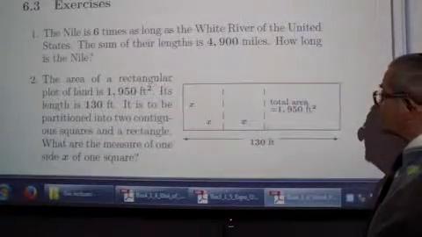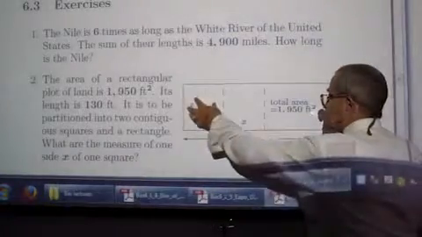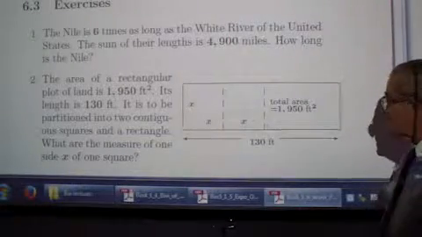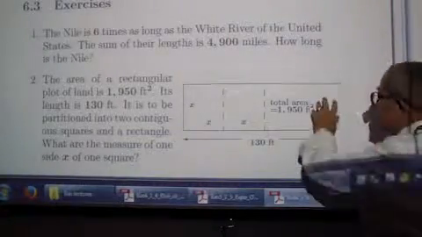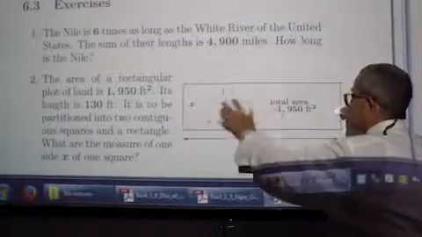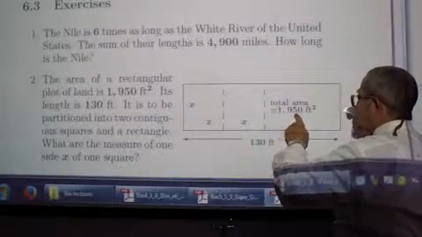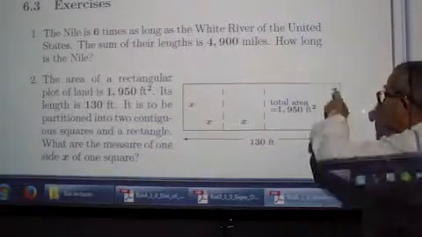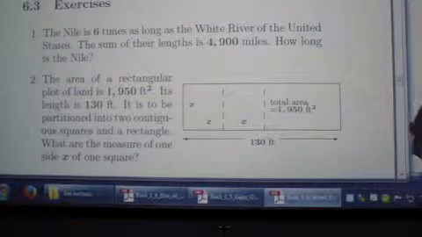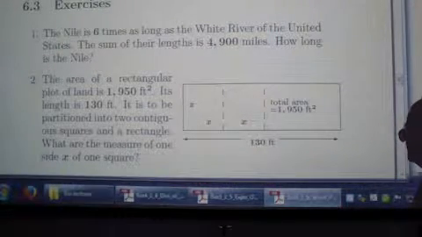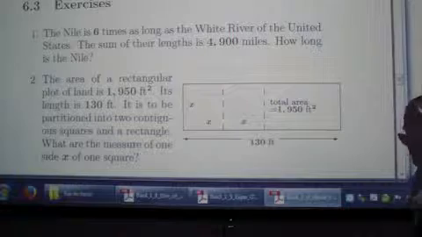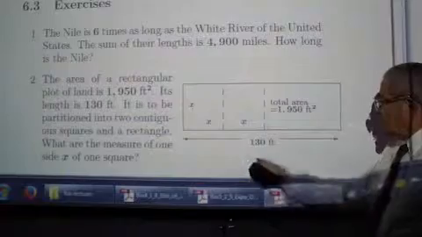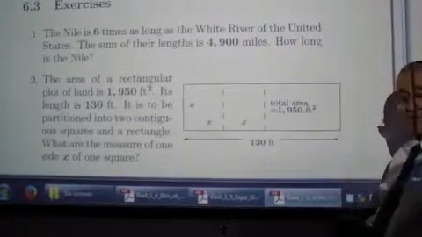Then you're given a rectangle, and instead of partitioning it into one region, you partition it into 2. And the total area before you partition, without the partitioning, is 1,950 square feet, and the length is 130. How much is the width? And you remember how we did that earlier? You need to know the area of a rectangle, and I trust you remember that it is length times width, or base times height.